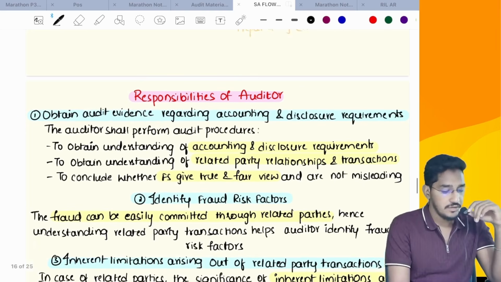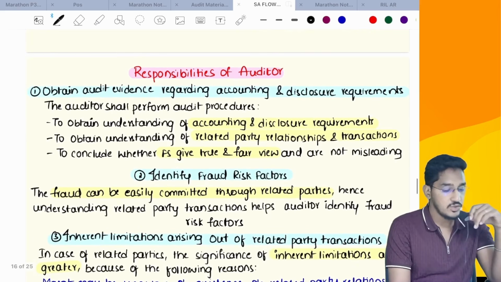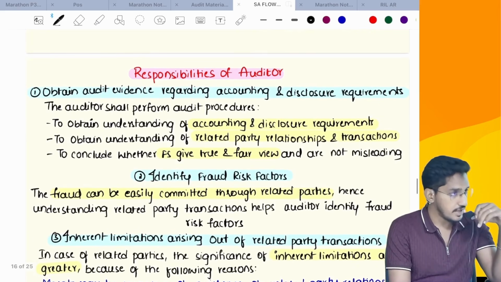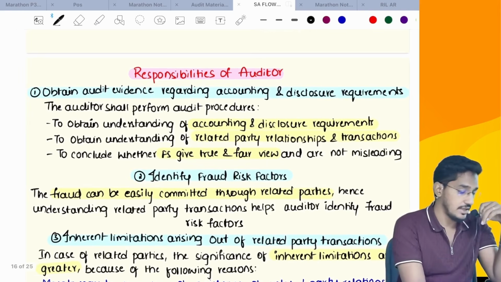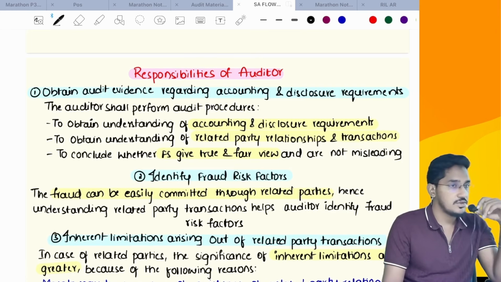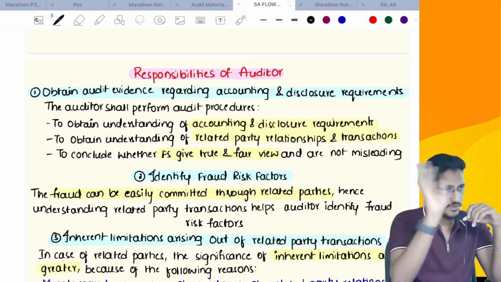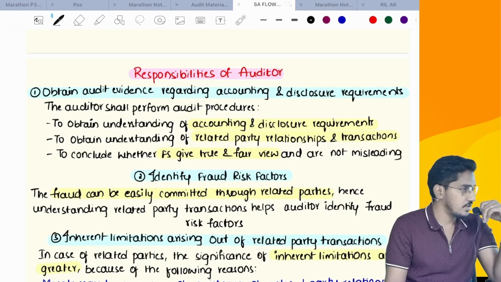Now, as we all are aware, if we want to obtain evidence, what should we do? You should perform audit procedures. So to obtain that audit evidence, what audit procedures do I have to perform? That they are mentioning in the standard itself. You have to obtain an understanding of accounting and disclosure requirements. Common sense, no? Before you can see whether accounting and disclosure requirements are met or not, first you should know what the accounting and disclosure requirements are.